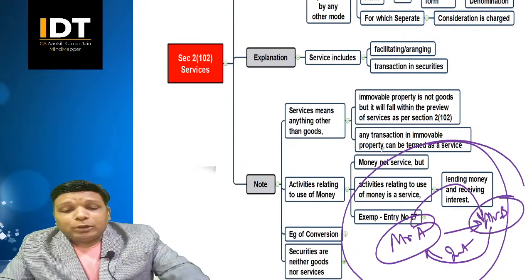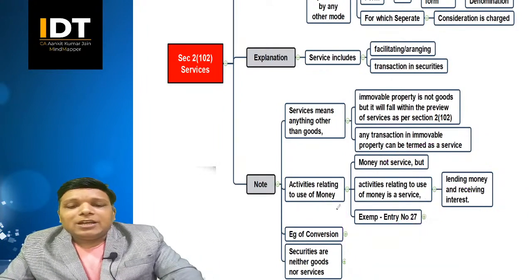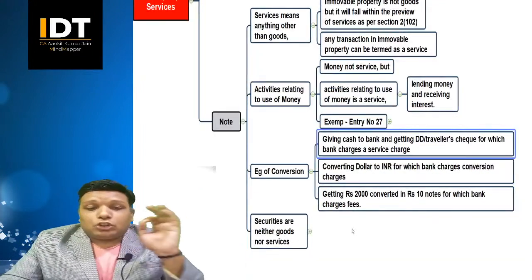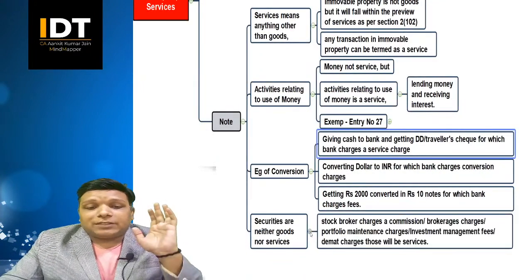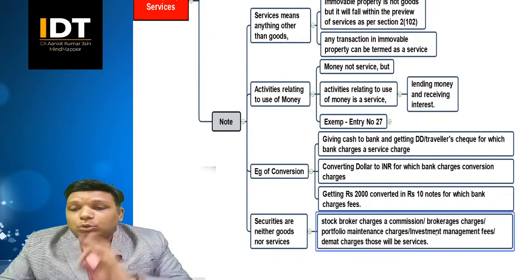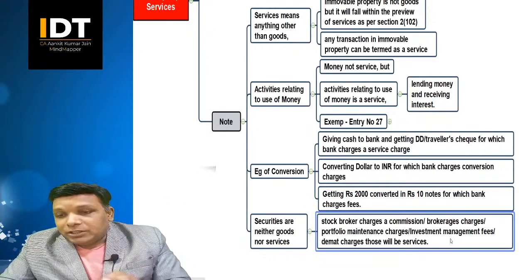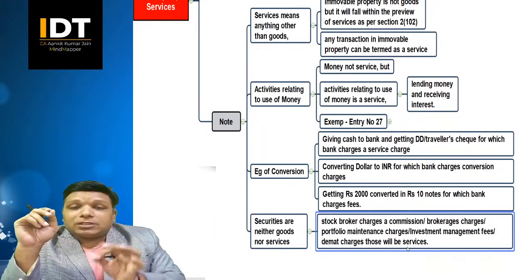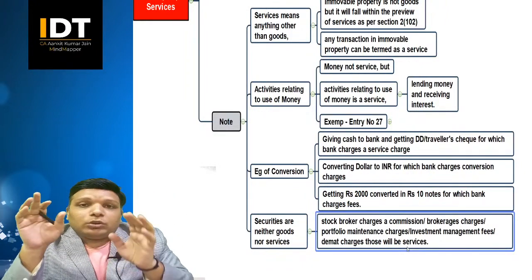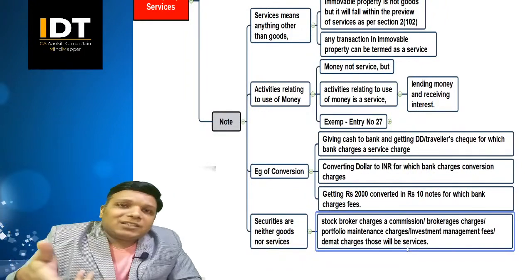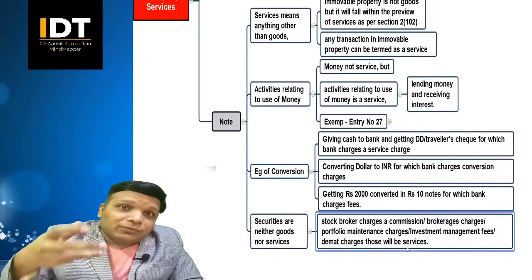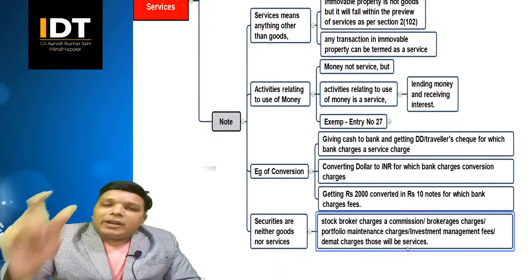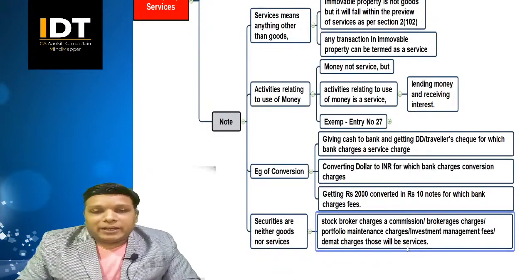Then example of conversion. What do you mean by conversion? We have already seen conversion can be either of notes or of currency denomination, correct? That is what we have to see. Then securities are neither goods nor services. We have seen that a stockbroker charges a commission, brokerage charges, portfolio maintenance charges, investment charges, demat charges. Those will be classified as services, not the shares per se or the debentures per se, right? So whatever he charges over and above that for his services, for providing this platform for facilitating you to buy securities, that is called a service and not the shares per se, correct? Is it clear to you guys?